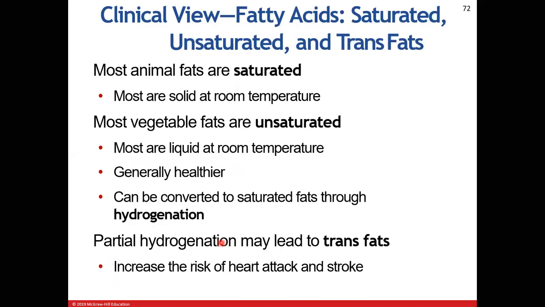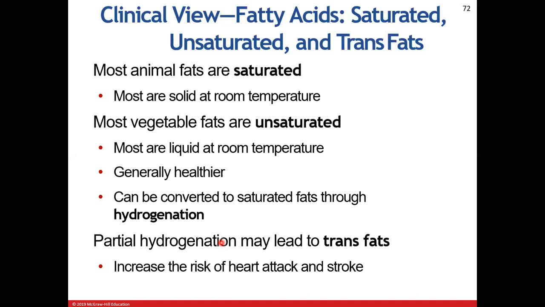So now if we look at a little bit of a clinical view for fatty acids, both saturated, unsaturated, and trans fatty acids, most animal fats are saturated, which means they're solid at room temperature, and most of these are going to be single bonded structures, single bonded carbon atoms. Most vegetable fats are unsaturated, which means they have at least one double bond in them. Most of these are going to be liquid at room temperature. They typically are healthier than the saturated fatty acids, and they can be converted to saturated fats through hydrogenation.